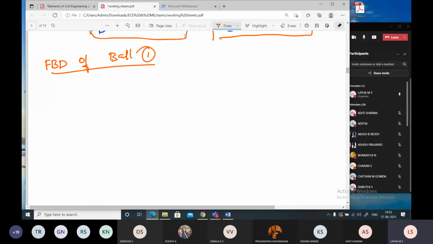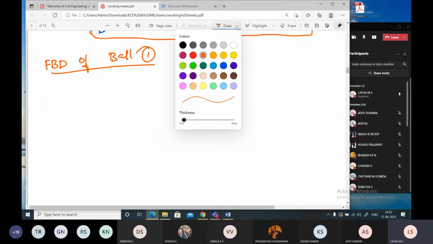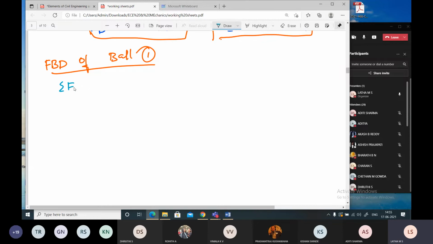Apply equations of equilibrium. What is the first equation of equilibrium you'll be using? Sigma Fx equals 0. What is the sign direction you'll be following? All right side moving forces are positive. All left moving forces are negative.